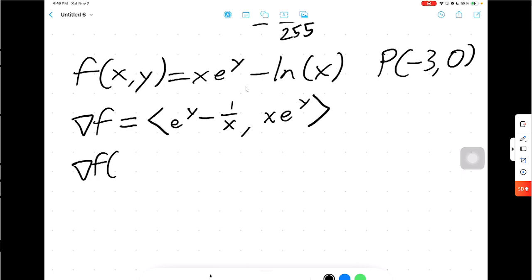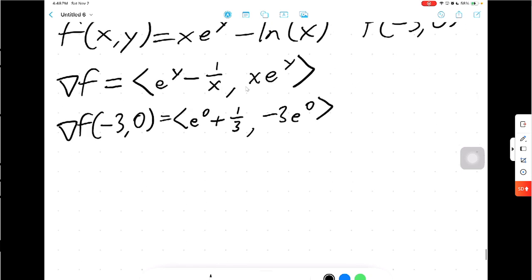The gradient of f at negative 3, 0 is just e^0 plus 1/3, and then negative 3 e^0, which is equal to 1 plus 1/3, so that's going to be 4/3, negative 3.